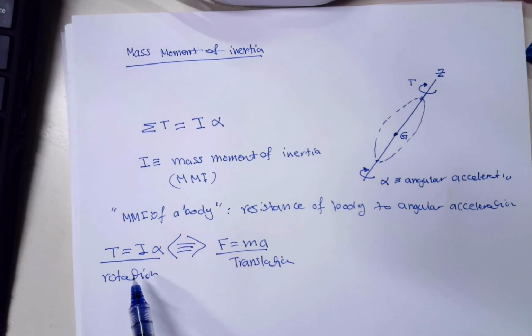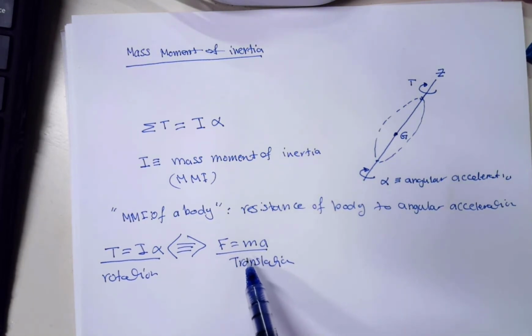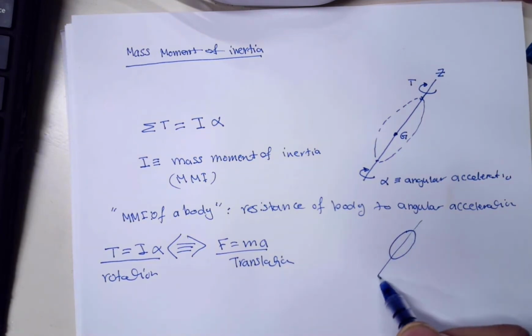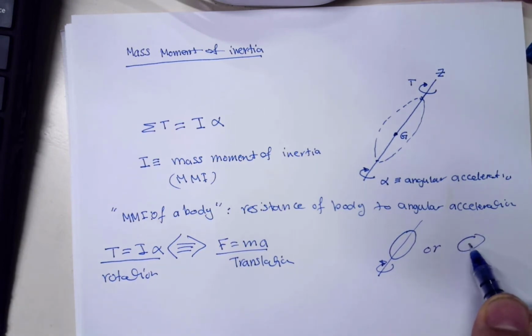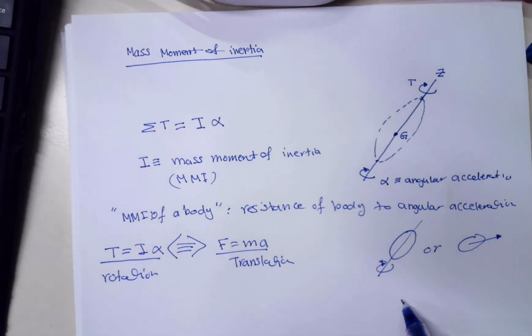So the mass moment of inertia is typically used in analyzing rotational motion of bodies, and Newton's second law for a translating body is described by the net force equal to the mass multiplied by the acceleration. So what we know from this is that a rigid body could undergo a pure rotation, or a translation, or a combination of both.